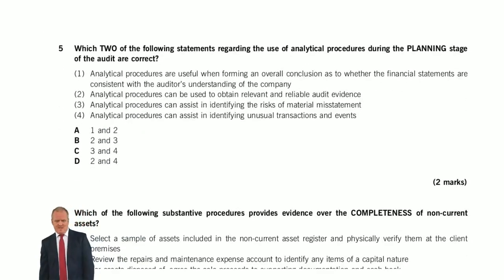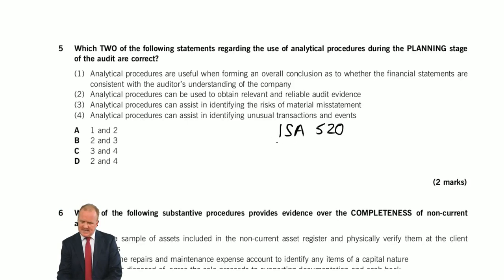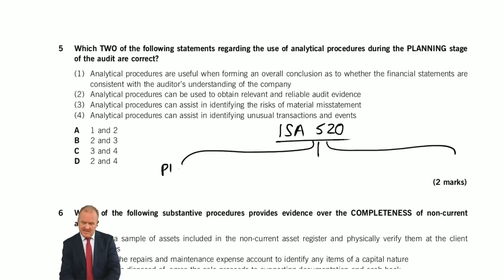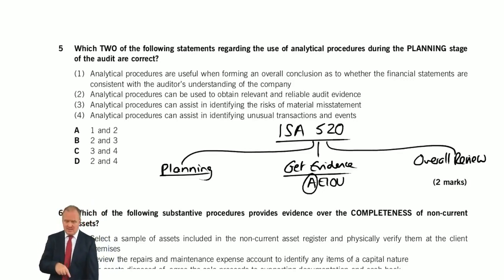Number 5. Which 2 of the following statements regarding the use of analytical procedures during the planning stage of the audit are correct? Now, under ISA 520, analytical procedures are done at 3 stages of the audit. They are done at the beginning, planning. They are done in the middle to get evidence, because AEIOU, they're the A in there, and they're done as part of the final overall review at the end, as we saw in MCQ number 2, I think it was.